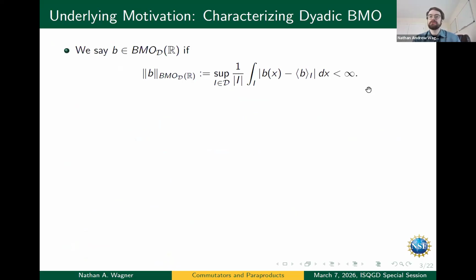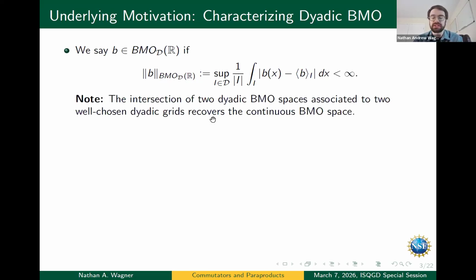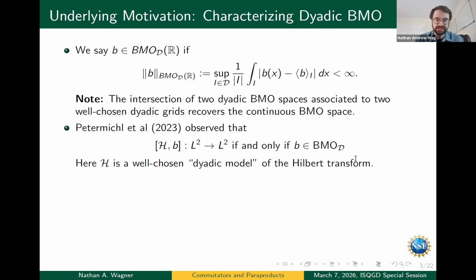A variant of BMO called dyadic BMO arises when instead of taking the supremum over all real line intervals, we instead restrict to, say, dyadic intervals in a fixed dyadic grid. And this is well motivated because the intersection of two dyadic BMO spaces associated to two well-chosen dyadic grids actually recovers the continuous BMO space. So there's a way to pass from the dyadic to the continuous.